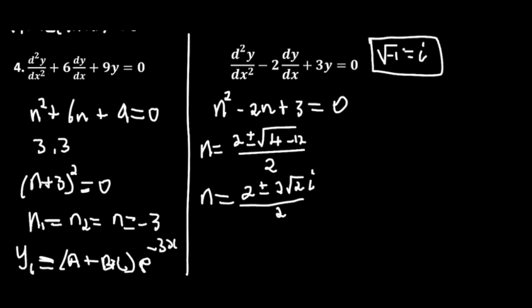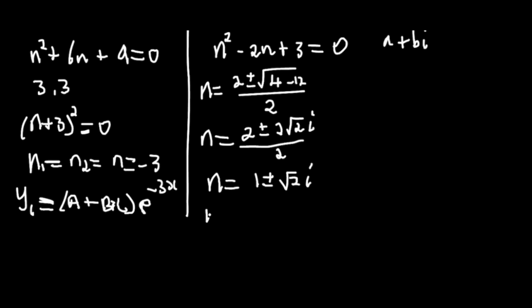That's the definition for the square root of a negative number. The definition of a complex number is a plus bi. So we have that. So if we continue, we're going to have 1 plus or minus root 2 i. So we see here clearly that our n1 is 1 and our n2 is root 2.